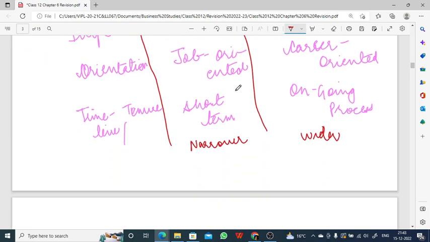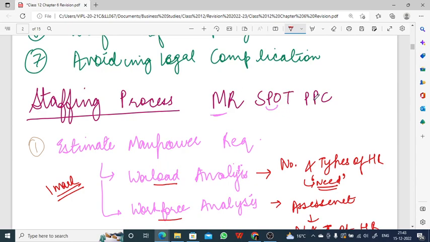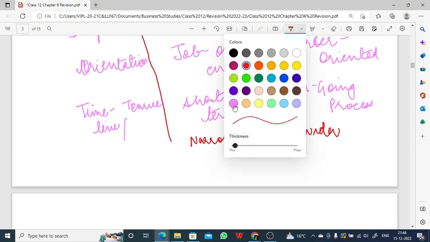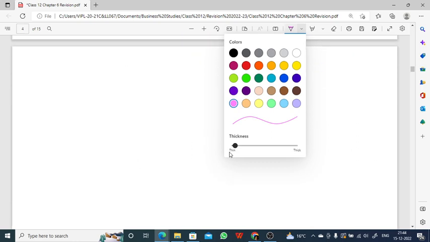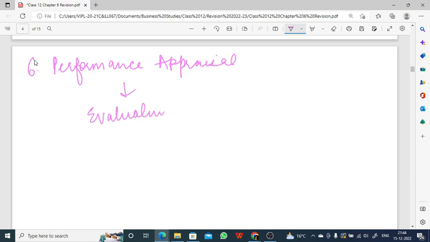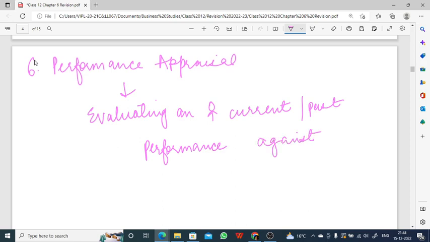Now let's go to Mr. Spot PPC. The next P is performance appraisal. Once you have trained the person who is working in your organization, you also need to evaluate the performance, the kind of delivery that person has given. Performance appraisal is evaluating an employee's current and past performance against certain predetermined standards. This is what was expected from you, and this is what you have given.